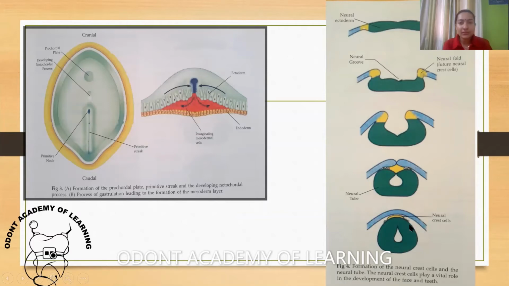These neural crest cells play a very important role in the development of the face and teeth. Our entire maxillofacial region, or orofacial region, is formed because of neural crest cells.